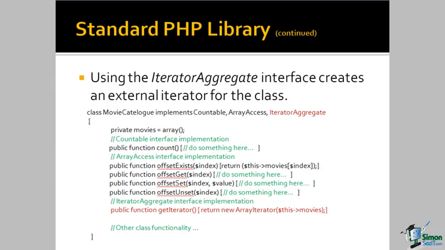And in this case, because the data in our class is stored in an array, we choose to create a new ArrayIterator object and initialize that object with our movies array and return that when the movie catalog object is used within a foreach loop to allow iteration over the movies contained within this class.